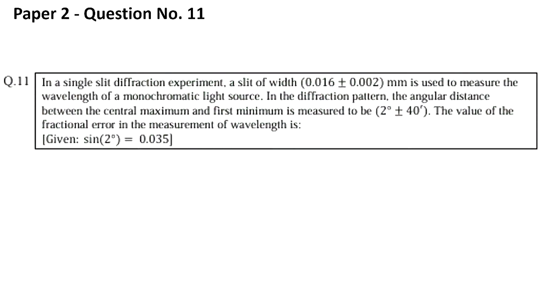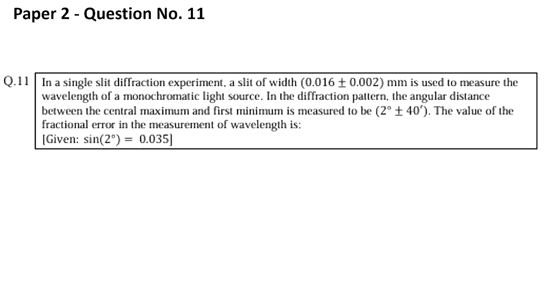So paper 2, question number 11, physics. In a single slit diffraction experiment, a slit of width 0.016 ± 0.002 mm is used to measure the wavelength of a monochromatic light source. In the diffraction pattern, the angular distance between the central maximum and the first minimum is measured to be 2° ± 40 arc minutes. The value of the fractional error in the measurement of wavelength is.